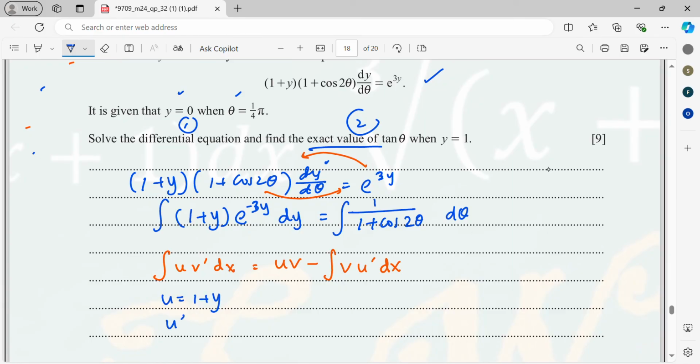Then my u prime is 1. My v prime is exponential negative 3y. So then my v, when you integrate exponential, you rewrite and divide by the power of e.